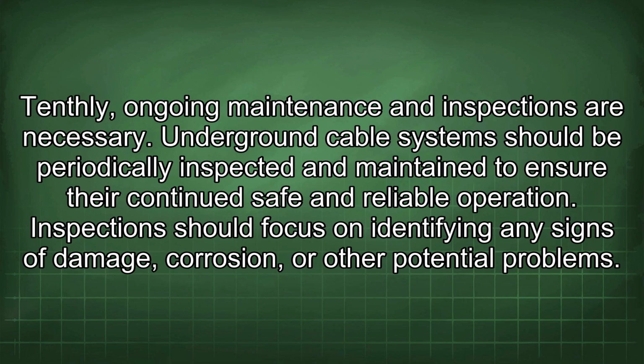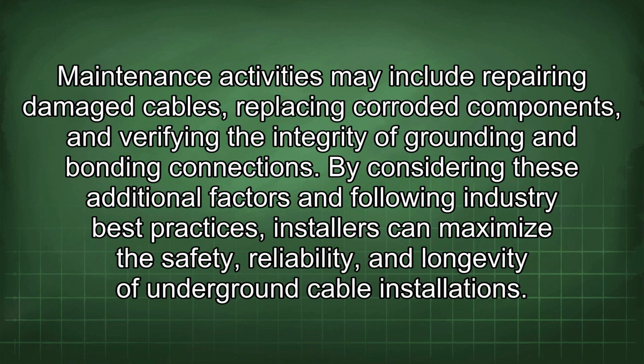Tenthly, ongoing maintenance and inspections are necessary. Underground cable systems should be periodically inspected and maintained to ensure their continued safe and reliable operation. Inspections should focus on identifying any signs of damage, corrosion, or other potential problems. Maintenance activities may include repairing damaged cables, replacing corroded components, and verifying the integrity of grounding and bonding connections.